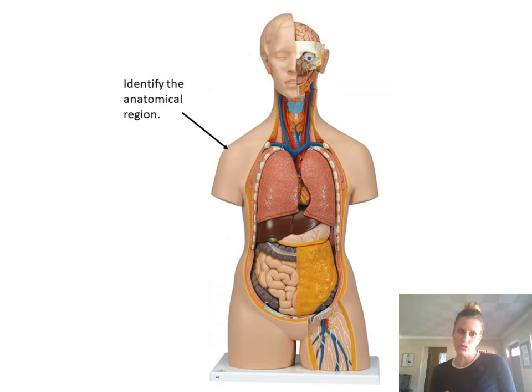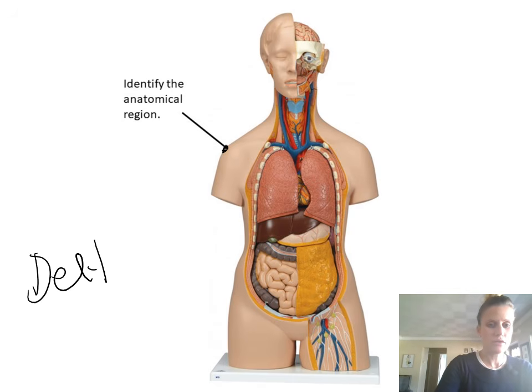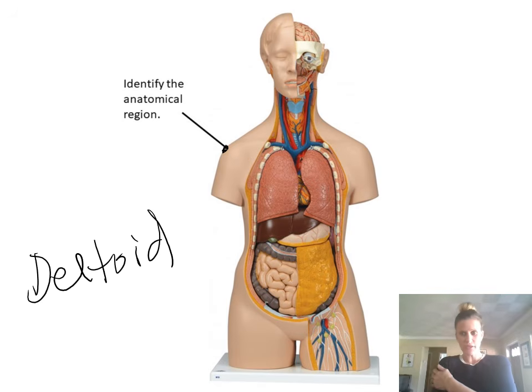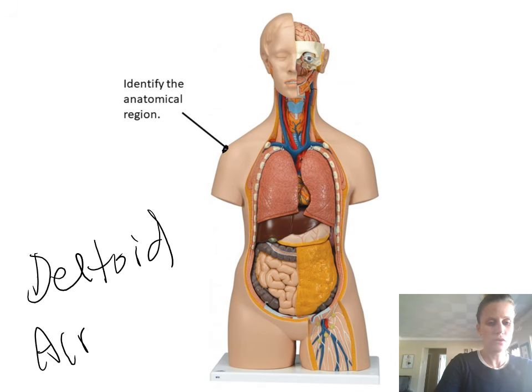Identify the anatomical region. So there are a couple different ways that you could answer this one, and I would accept either answer. This is pointing to the shoulder region, right? The shoulder, depending on really if it's right here or back a little bit, could be called deltoid. Okay, deltoid, and this is your deltoid muscle because the region is deltoid, or acromial.